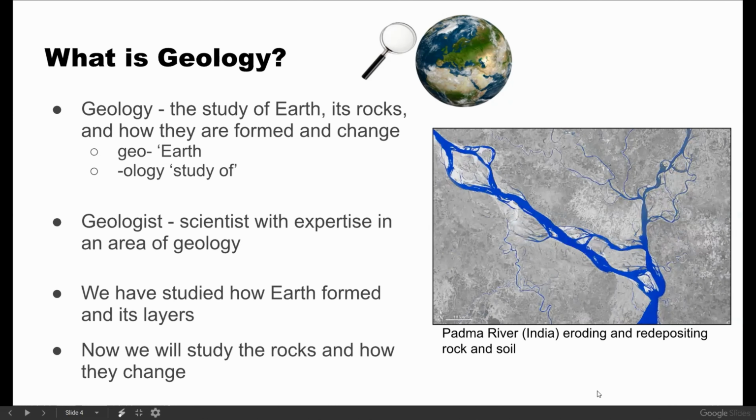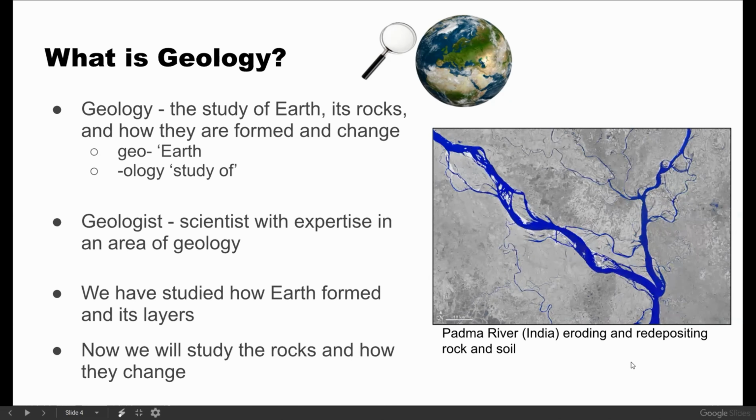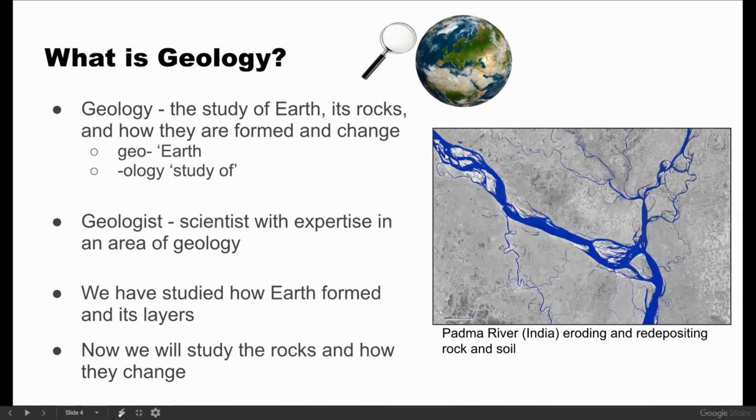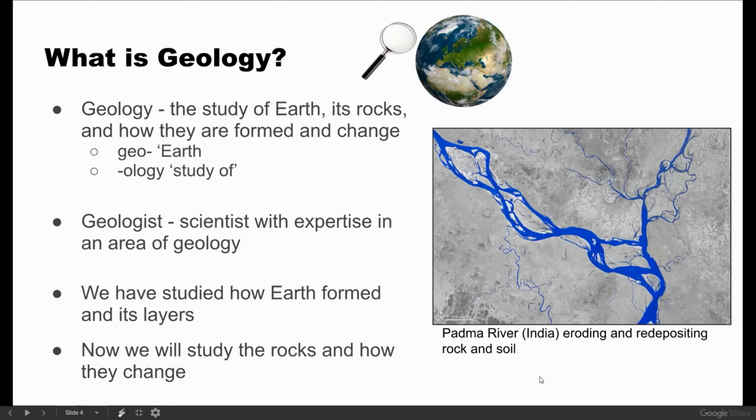A short little animation video over here on the right. This is the Padma River in India, and it's showing you how the river has eroded and redeposited and changed its course over time.